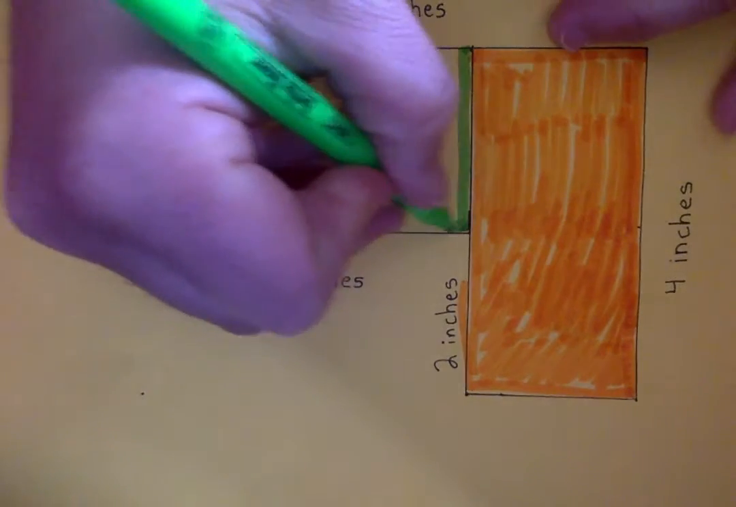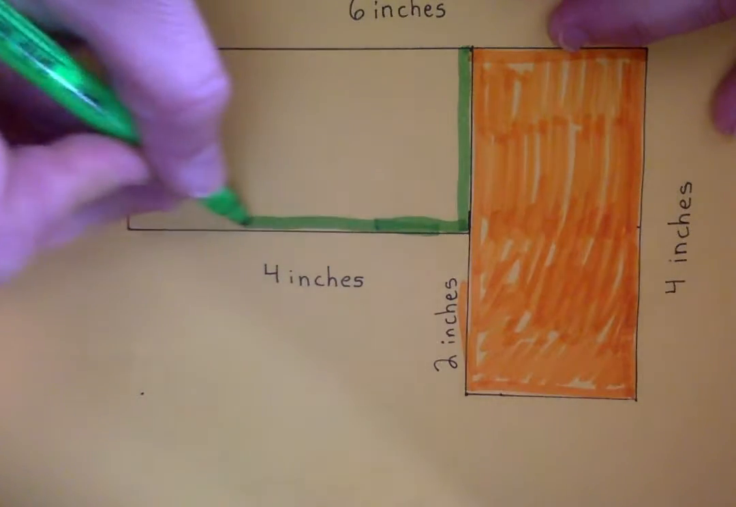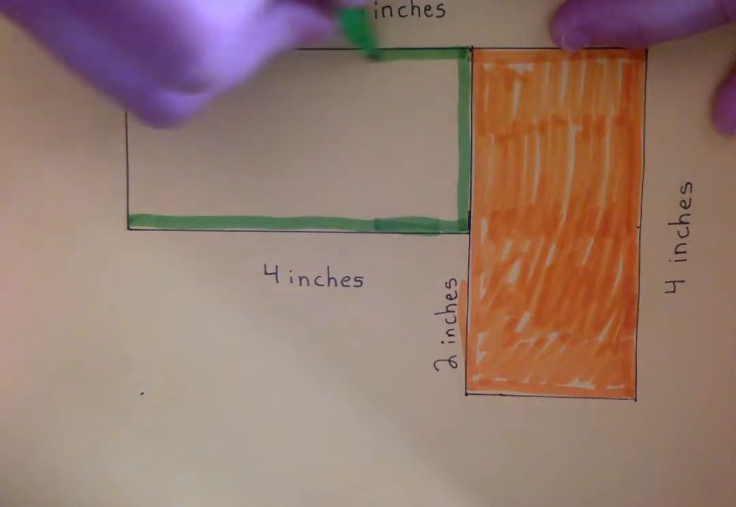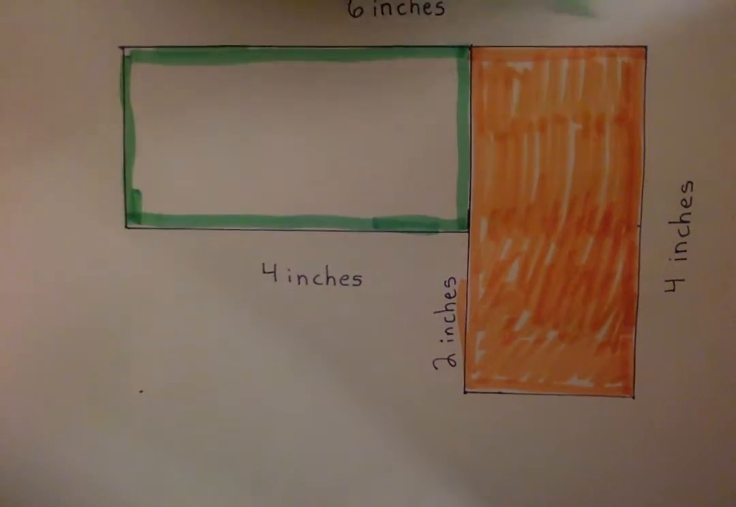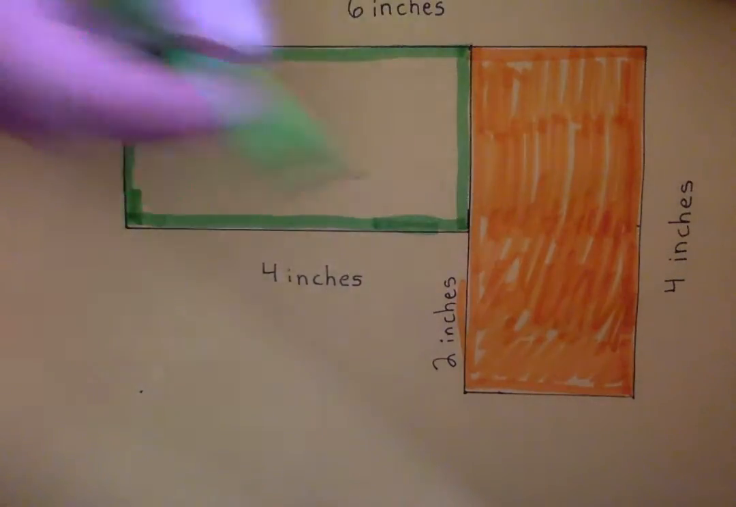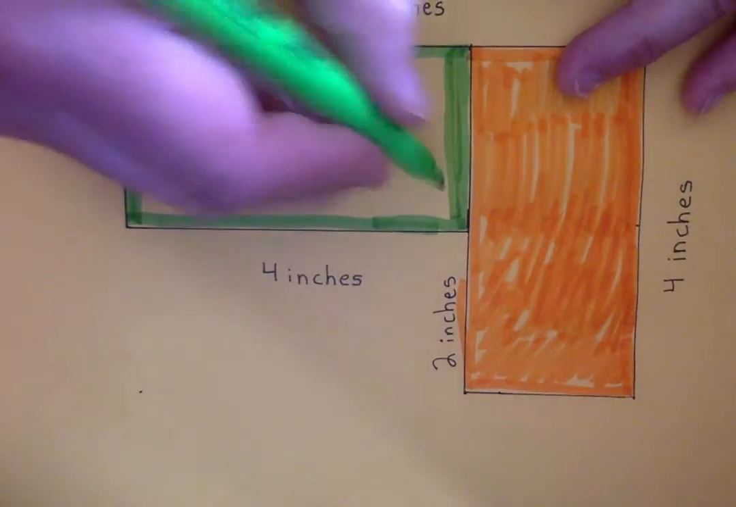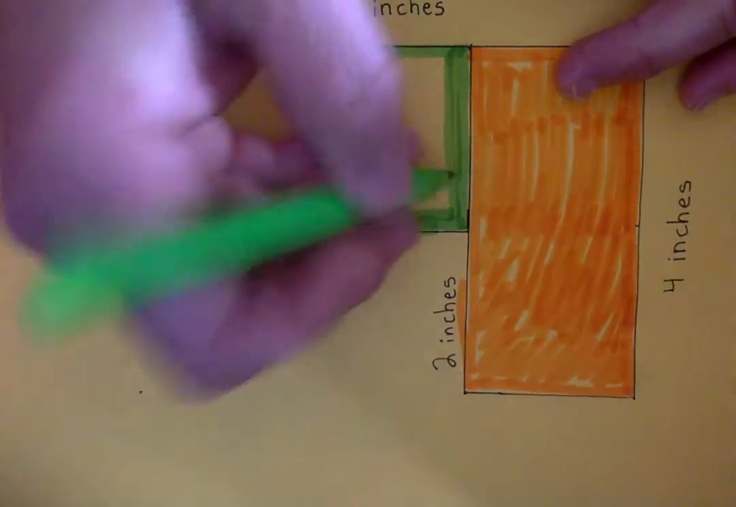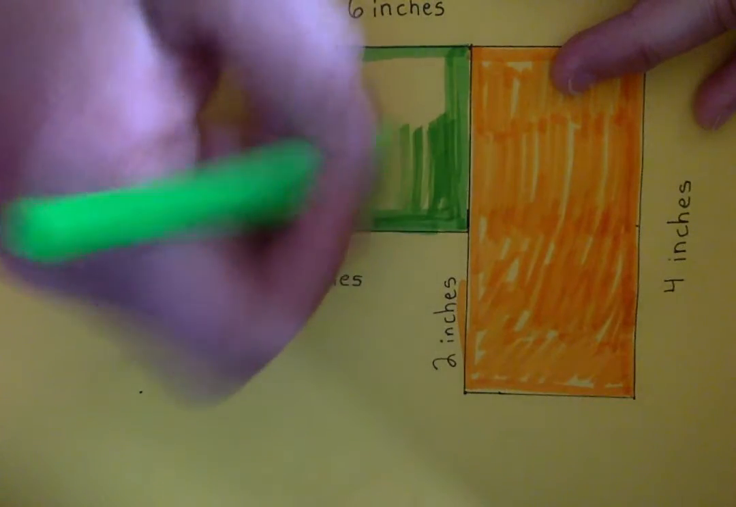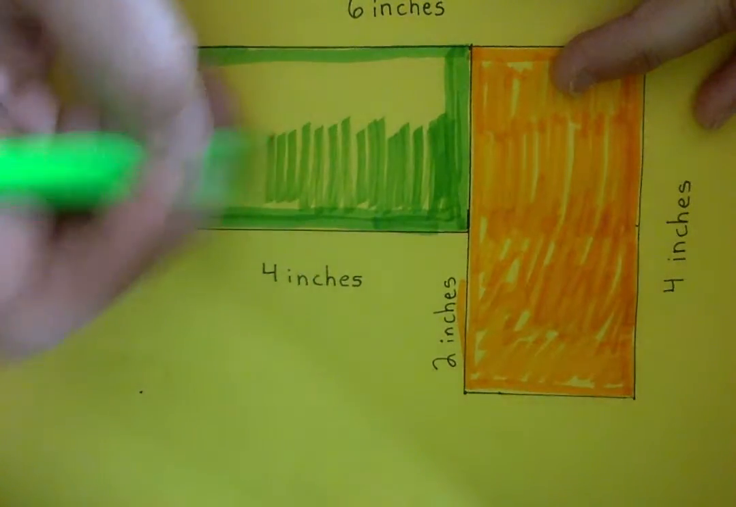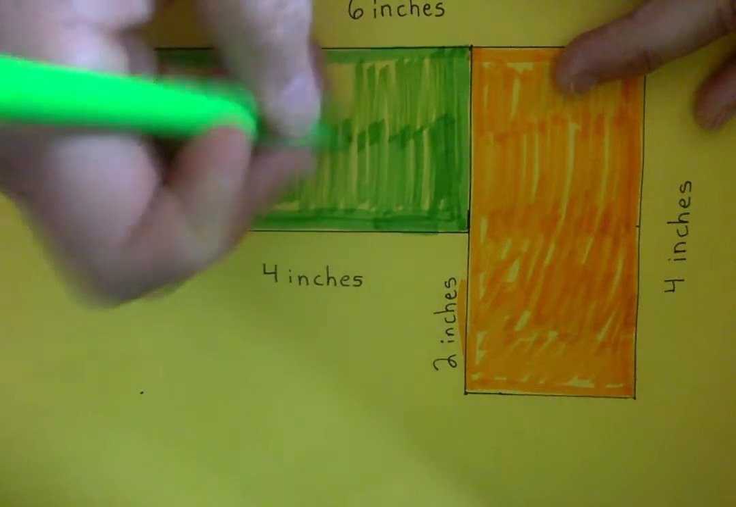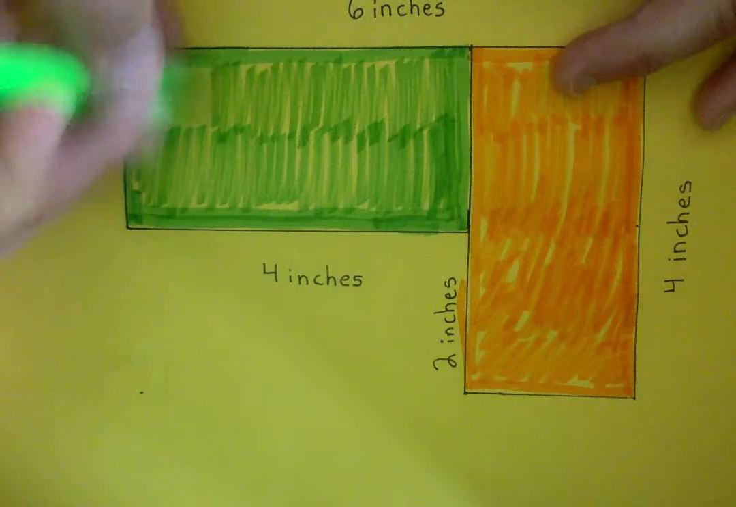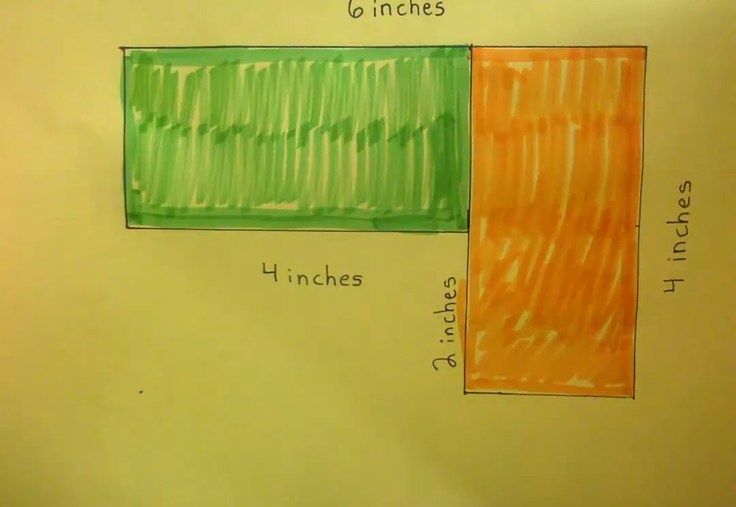And you're going to notice that I have not changed the size of this overall shape here. This whole shape is still the same size. It's still 6 inches from here to here, 4 inches from here to here. The only thing that has changed is that I've split it into two shapes that make it easier for me to calculate the area. And then when I'm done, I will add it back together.